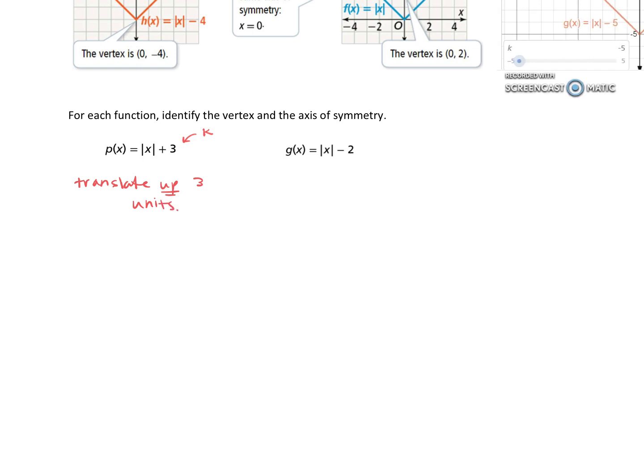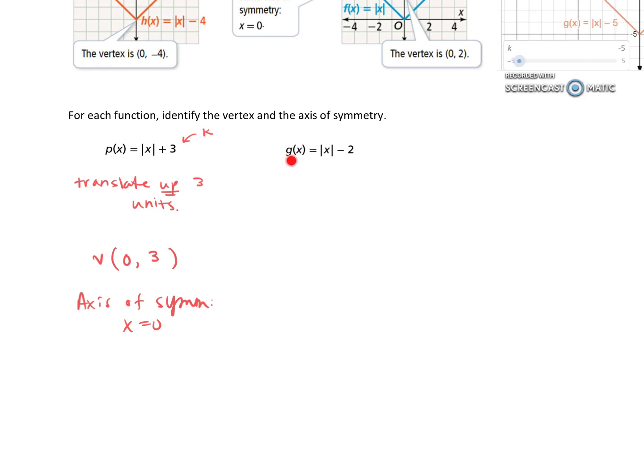What is that going to do to your vertex? So when I identify a vertex, I'll put a V and then my ordered pair. That's all that V means, it's my vertex. It was at 0, 0. If it went up 3 units, now it's at 0, 3. And then because all it did was shift vertically, the axis of symmetry did not change. So the axis of symmetry is still x equals 0.